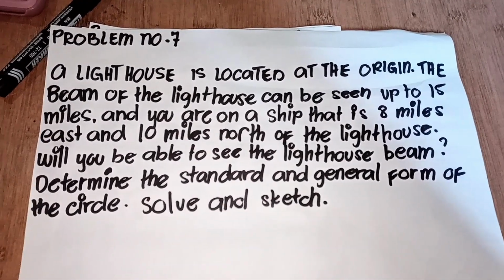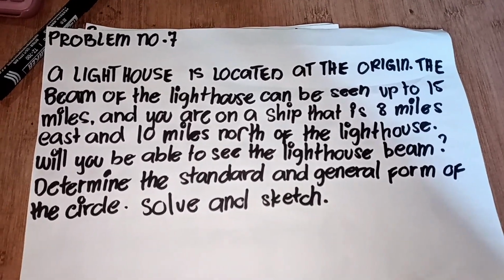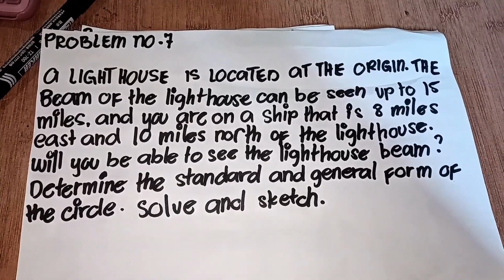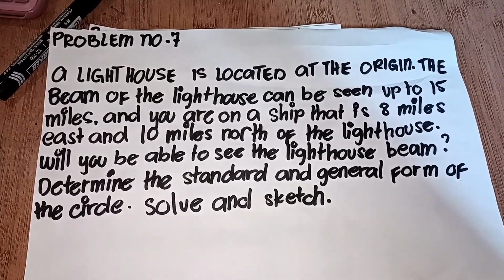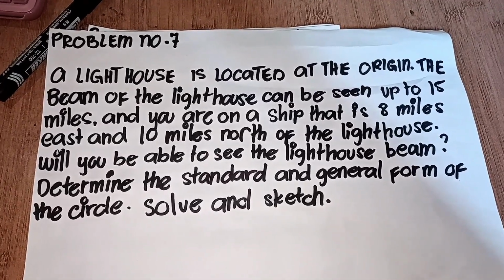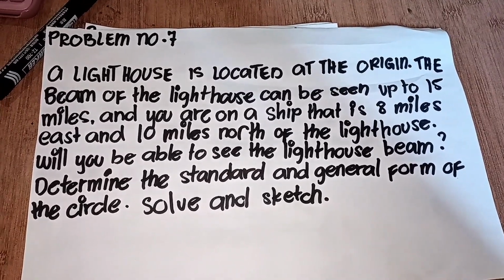A lighthouse is located at the origin. The beam of the lighthouse can be seen up to 15 miles, and you are on a ship that is 8 miles east and 10 miles north of the lighthouse. Will you be able to see the lighthouse beam? Determine the standard and general form of the circle.